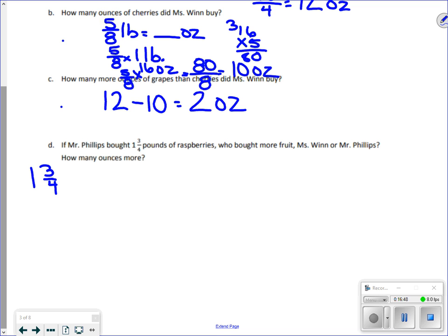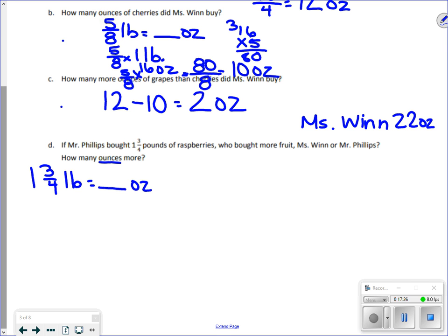So, I need to figure out ounces. We already know that if she got 12 ounces and 10 ounces, we know that Mrs. Wynn got 22 ounces. So we need to change 1 3/4 pounds into ounces, and we can compare the two. Because it's saying how many ounces more. So we know that we're going to have to change this to ounces.